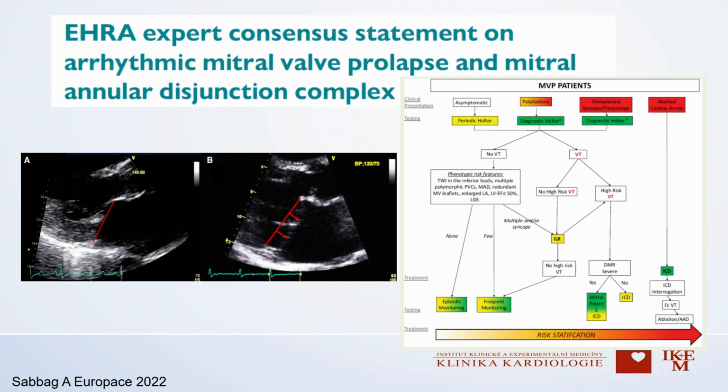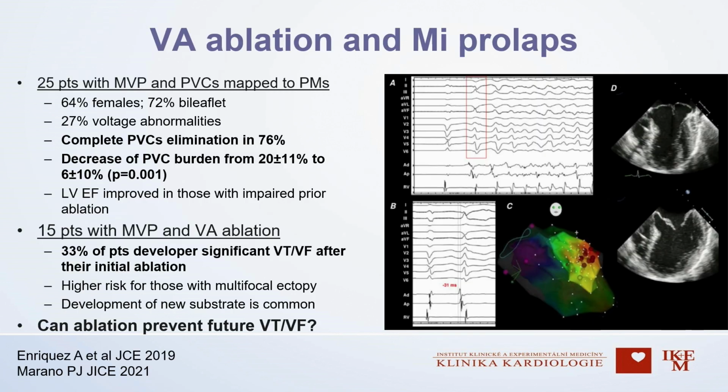We have a recently published expert consensus document on this. And there are also data for ablation in mitral valve prolapse. Generally, it's more difficult, I would say, because it's usually bileaflet disease, and there is more fibrosis in these papillaries. But there are series in the literature showing that complete elimination can still be reached in a considerable number of patients, with a clinically reasonable decrease of PVC burden.